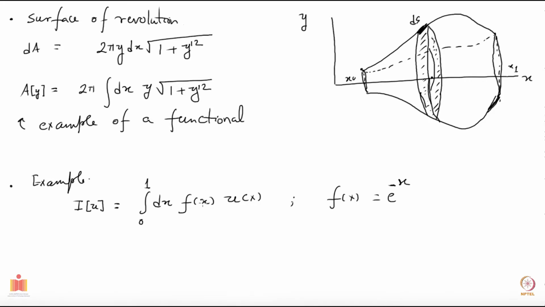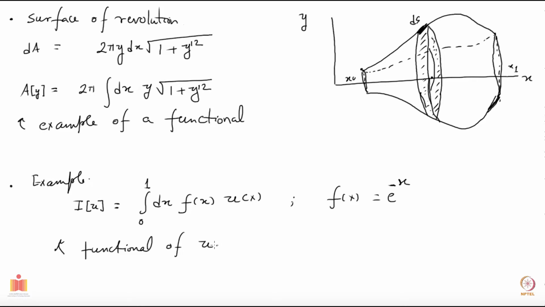Okay, these limits are fixed. So this function f is specified for you. As you change the function u of x, you get different values, and that's why your integral on the right hand side is a functional. Okay, so this is a functional of u, a functional of the function u. Okay, with different choices of u, you get different values.